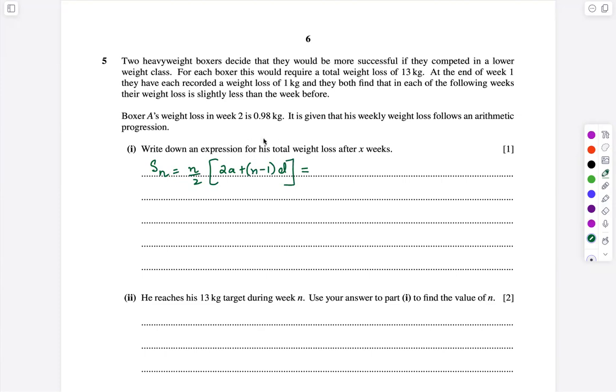So as we have to find the total weight loss after x weeks, we can write this expression for the sum of x weeks as x upon 2 into (2 into 1 plus (x minus 1) d). And as in the second week the weight loss was 0.98, the common difference d will be equal to 0.98 minus 1, which is equal to minus 0.02.